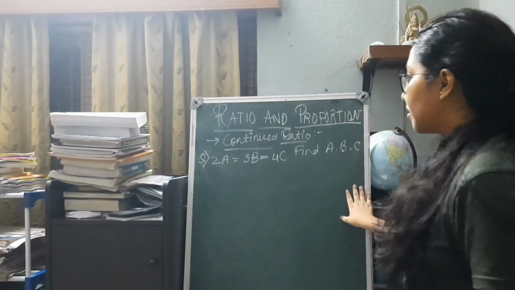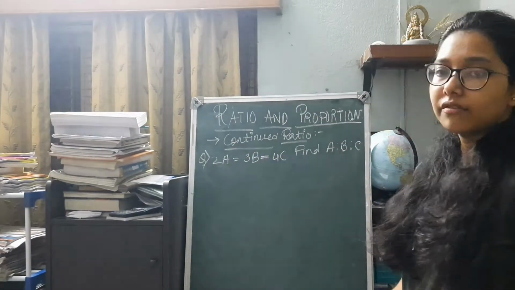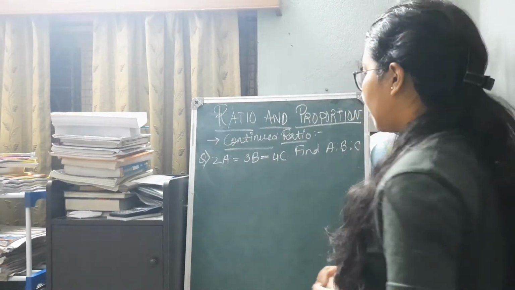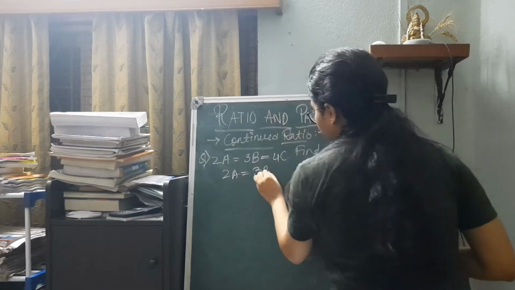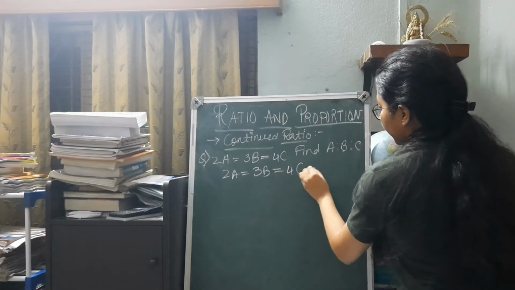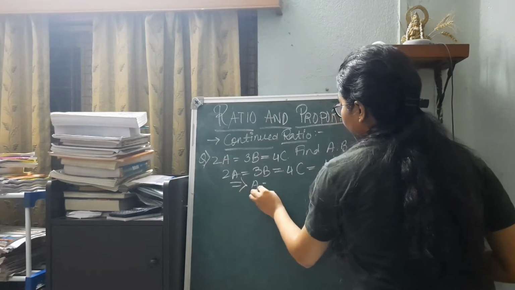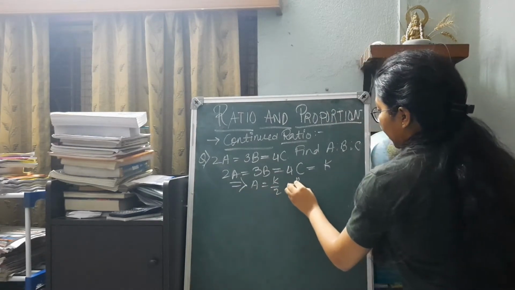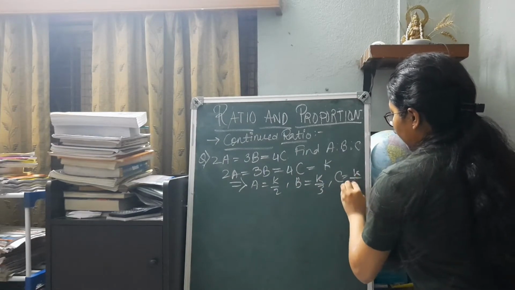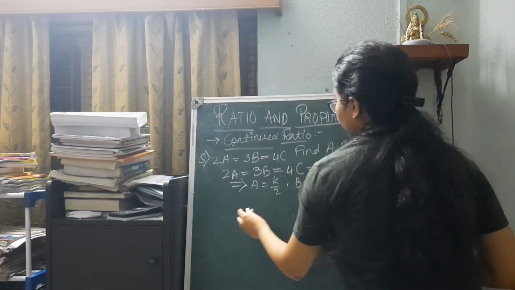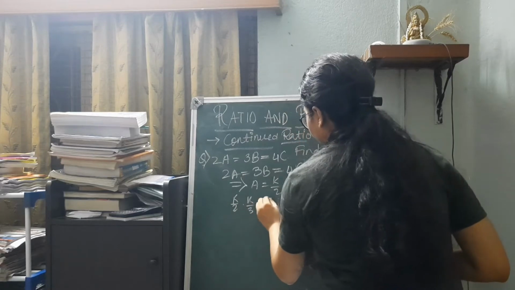Our next question is, it is given that 2A is equal to 3B is equal to 4C. We have to find A is to B is to C. So we can consider this equality as K, that is 2A is equal to 3B is equal to 4C is equal to K. The moment we do this, A becomes K by 2, B becomes K by 3 and C becomes K by 4. So A is to B is to C is nothing but K by 2 is to K by 3 is to K by 4.